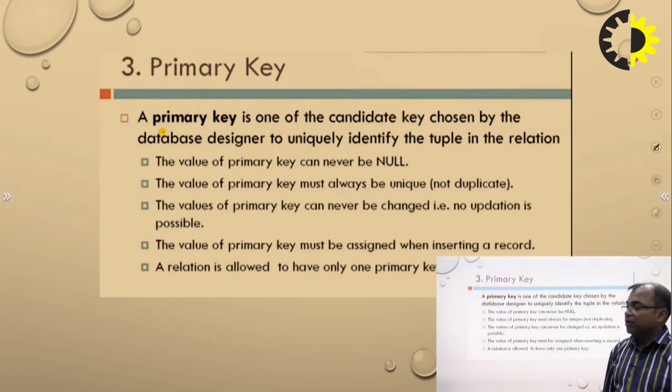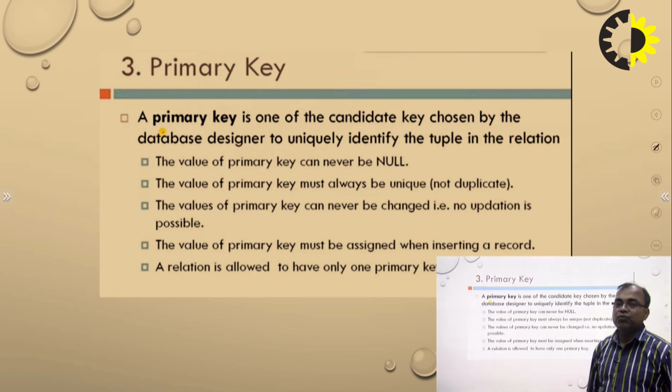Clear? Now the next type of key which we have is the primary key. So what we say is, a primary key is basically one of the candidate keys that is chosen by the designer of the database, and it uniquely identifies the tuples in the relation. So a candidate key is eligible for primary key, and that eligibility is given by the database designer or administrator only.